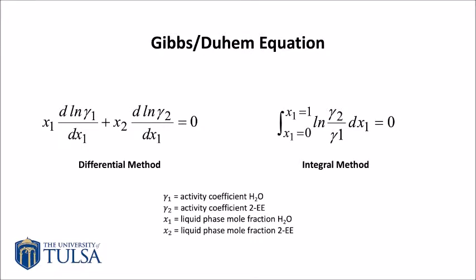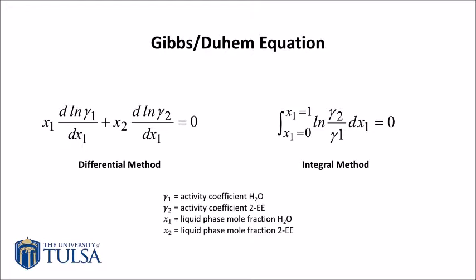Thermodynamic consistency will be tested for using two methods according to the Gibbs-Duhem equation. For the differential method, the natural log of the activity coefficients must be plotted versus x1 and fit with polynomial equations. The polynomials can then be analytically differentiated and used to solve the equation. For the data to be considered thermodynamically consistent, the average absolute value of the left side of the equation must be less than 0.10.